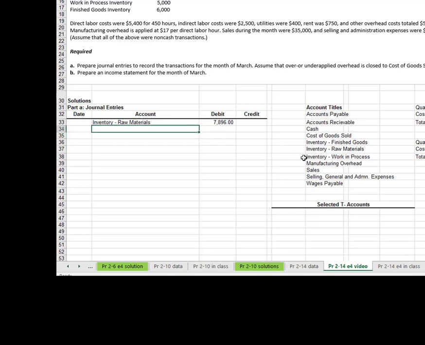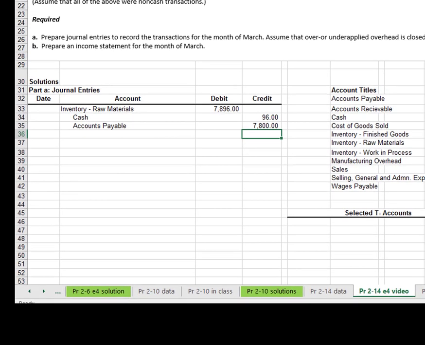Okay, and now the credit is going to be to cash for part of it and to accounts payable for the rest. So these are going to be credits. So I'm going to go up here and I'm going to indent these a couple spaces just to make it easier to follow. Now credit to cash, I'm going off screen here. That's $96, and credit to accounts payable, the $7,800, which I just calculated.